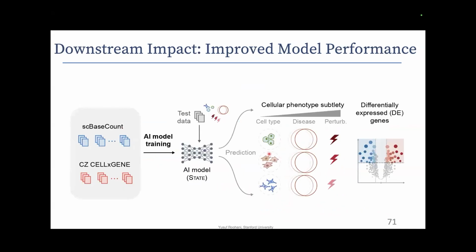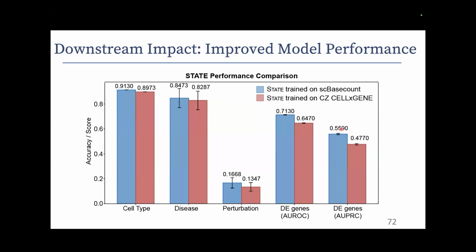We also used this to train an AI model, in this case State, and we looked at how well we are able to distinguish between different phenotypes, including cell type, disease, perturbation. And we found that in all of those cases, base count was able to do quite well. The differences were less stark in the case of more easy to separate phenotypes like cell type. But when we go down to the level of differentially expressed genes, we found that using base count gave us a significant edge in being able to detect variation across different cell types and cell states.